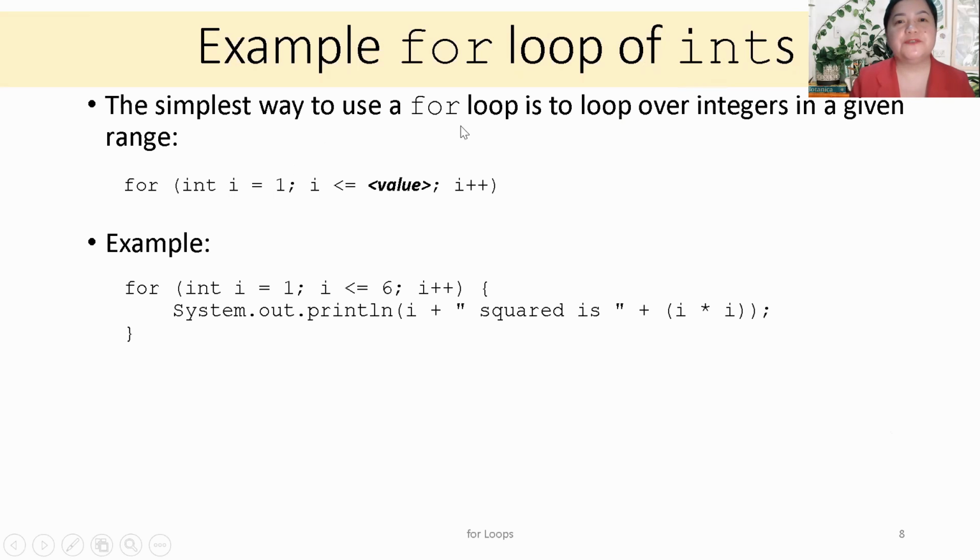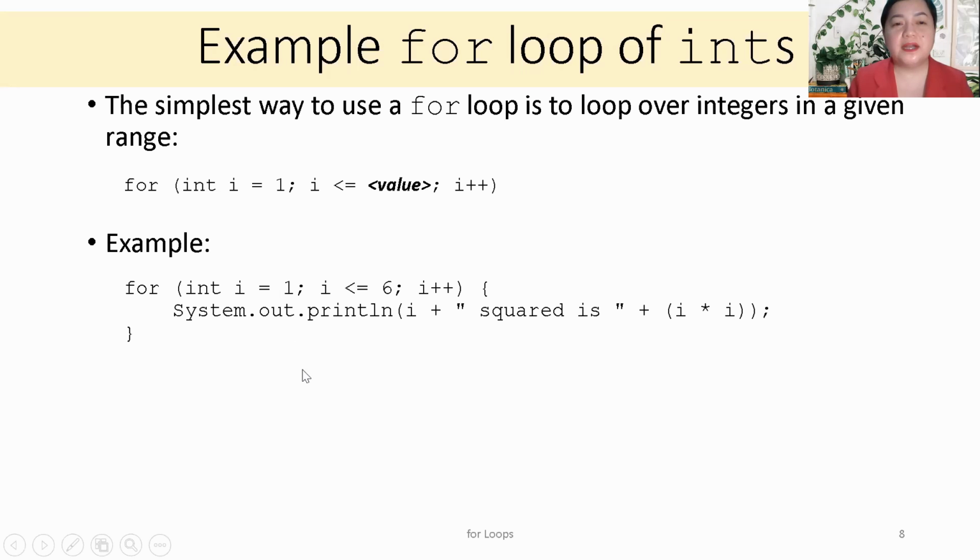So the simplest way to use a for loop is to loop over integers in a given range. For example, int i = 1, and i is less than the value that you will set, and then the update part. Here we initialize the value of i to 1, and then our condition is i less than or equal to 6. If this statement is true, it will perform System.out.println(i + " squared is " + i * i), and then after that, it will update the value. So that's how it works.